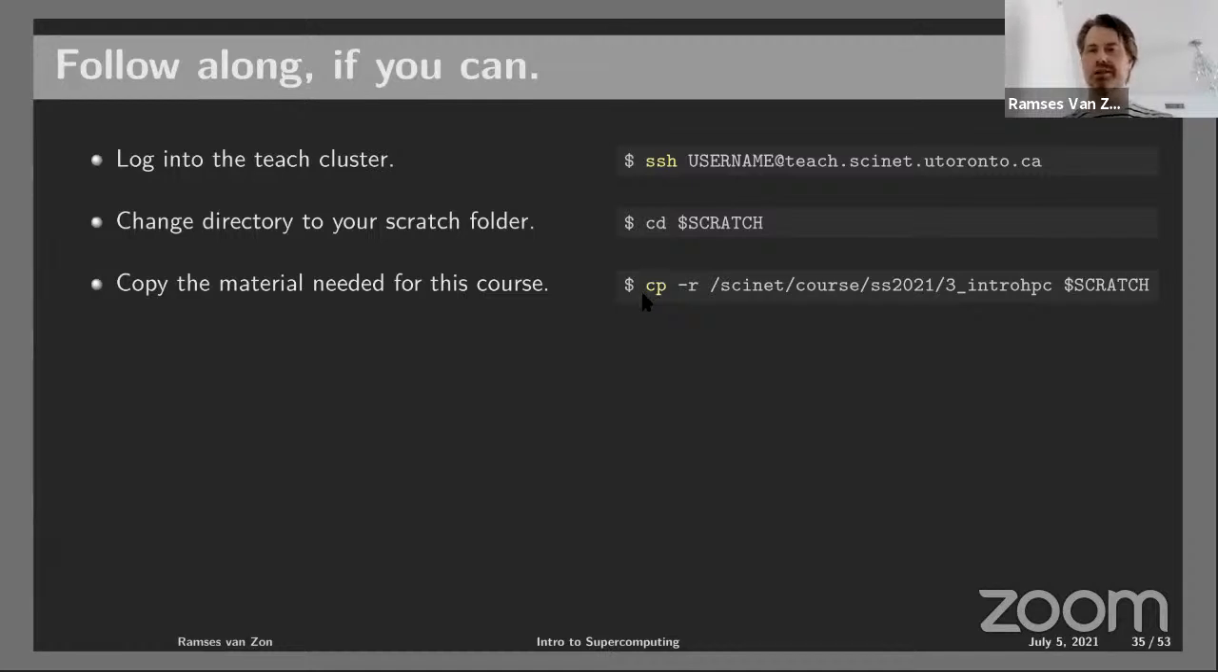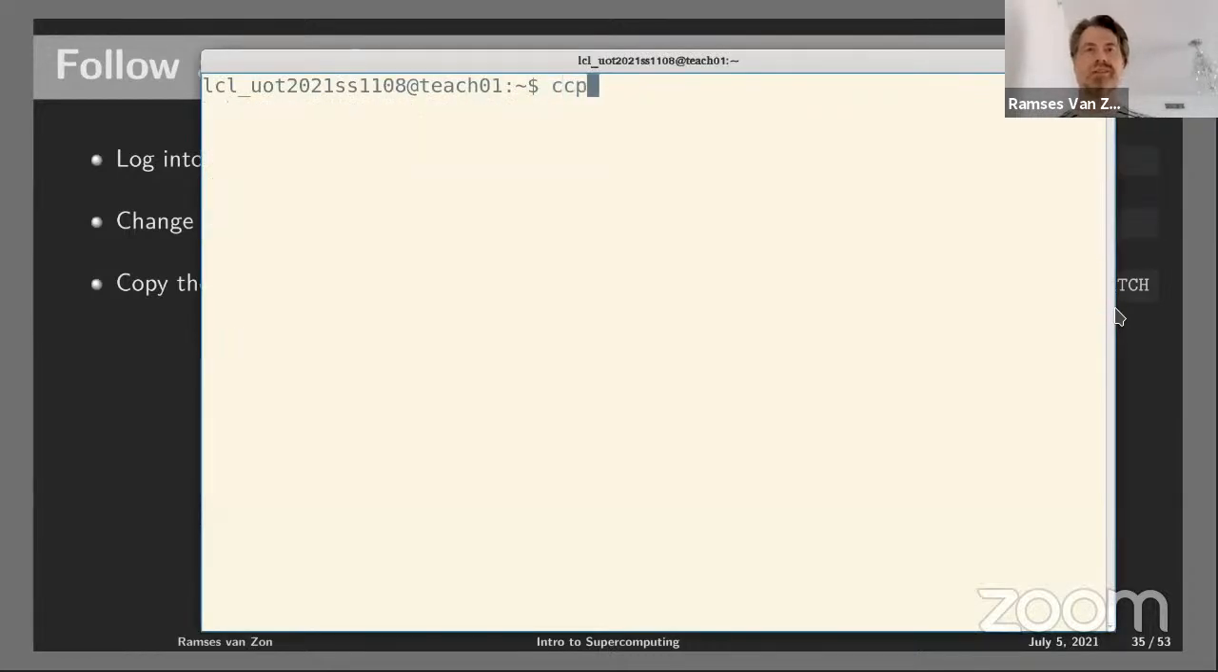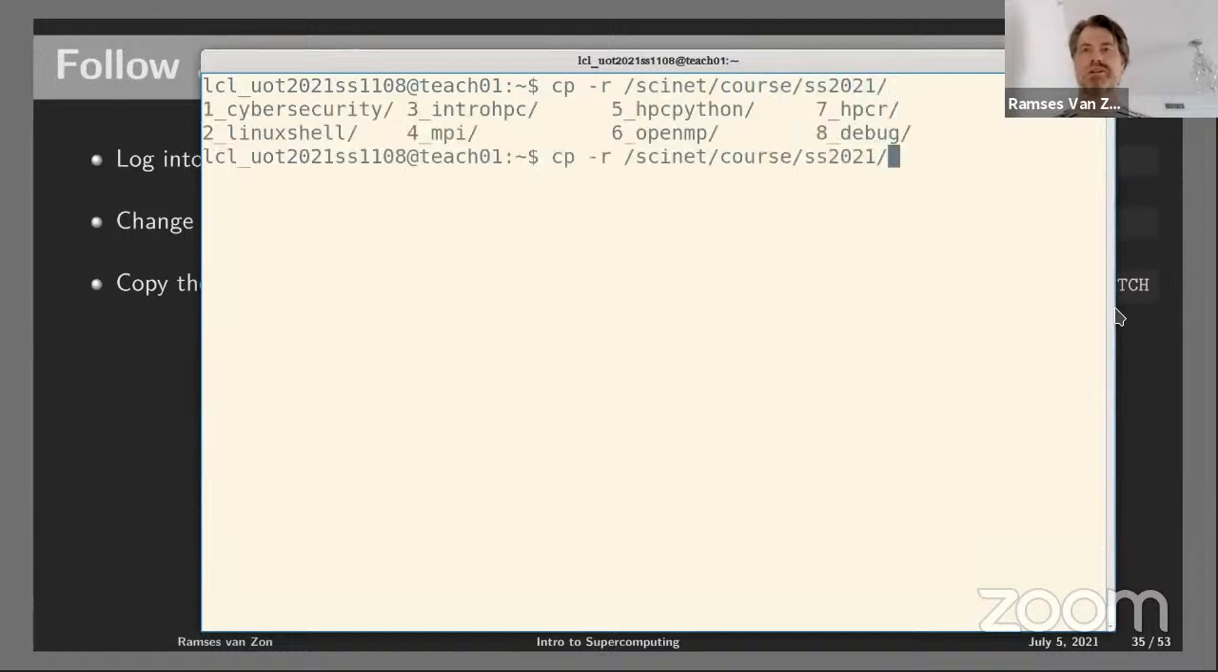I'm going to try this out because this sometimes fails. So cp stands for copy, -r stands for recursively, so a whole directory. Otherwise, we get just a single file. This is the path, scinet course SS 2021, and this is the third week, so 3_intro HPC. That's the source, and then you have to give a destination. So just give it $SCRATCH again. Capitalization matters, by the way, so make sure you type that right.